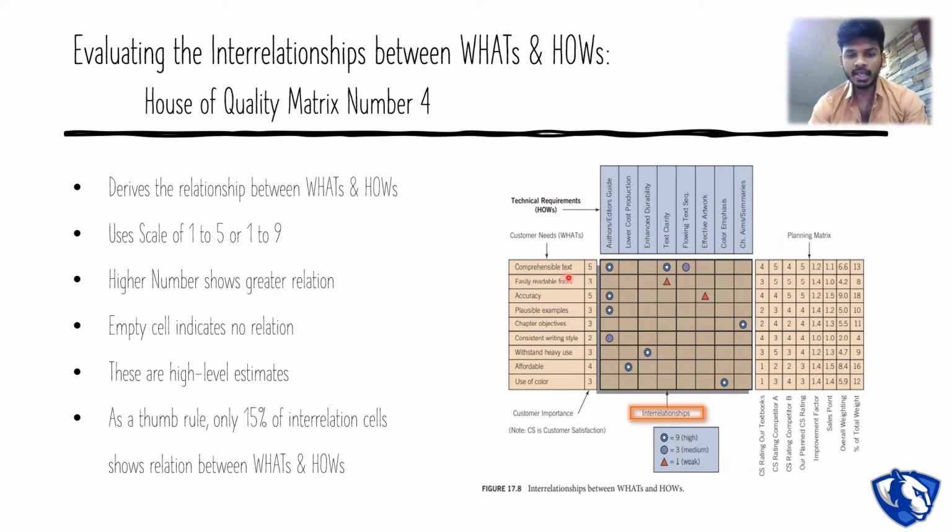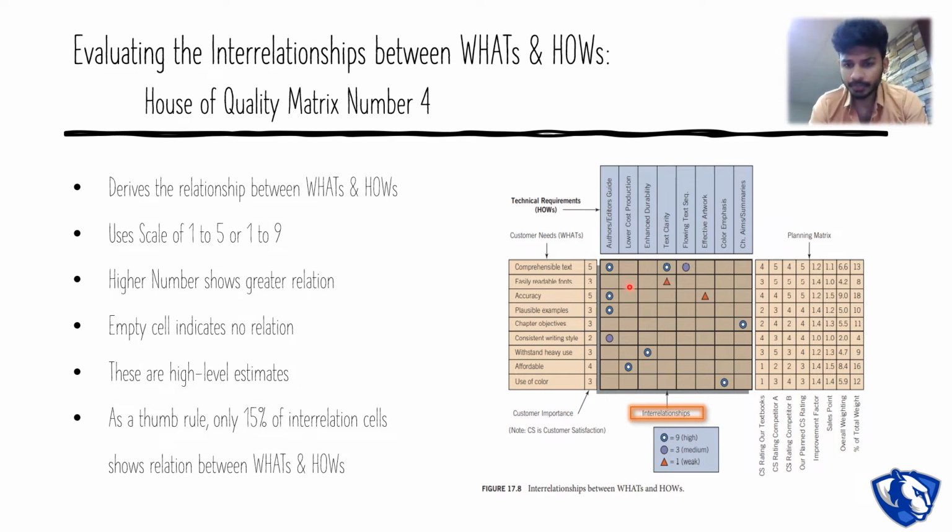Okay, so let us take one example here. Let's consider the comprehensible text, and how this particular need was satisfied by the author's guide. If the guide was perfect, obviously the text will be more comprehensible. As per the discussion between all the members, they mentioned it was highly interrelated. If you go for the consistent writing style, people note it as medium. And for easily readable fonts and text clarity, they found it was not interrelated.